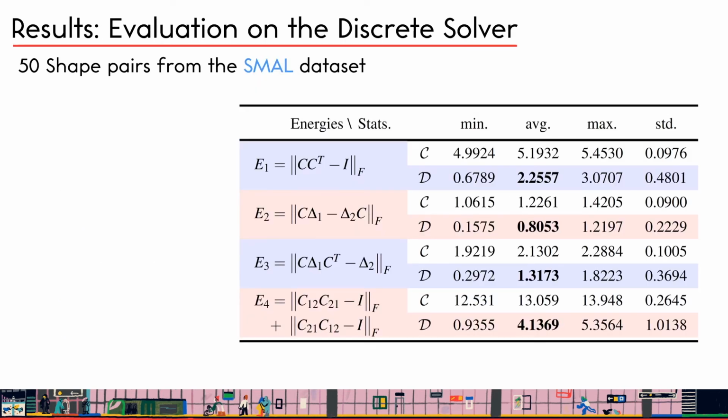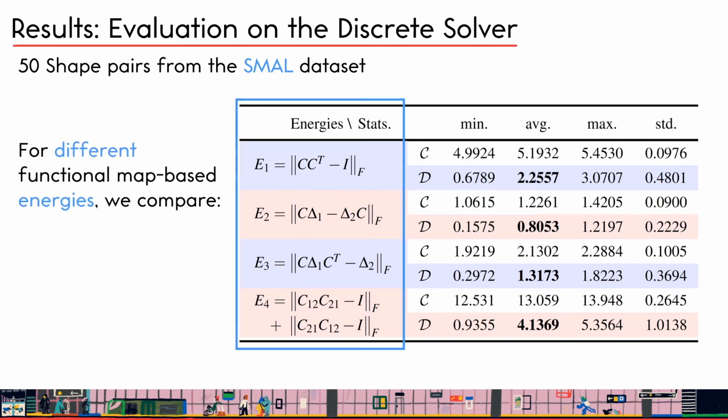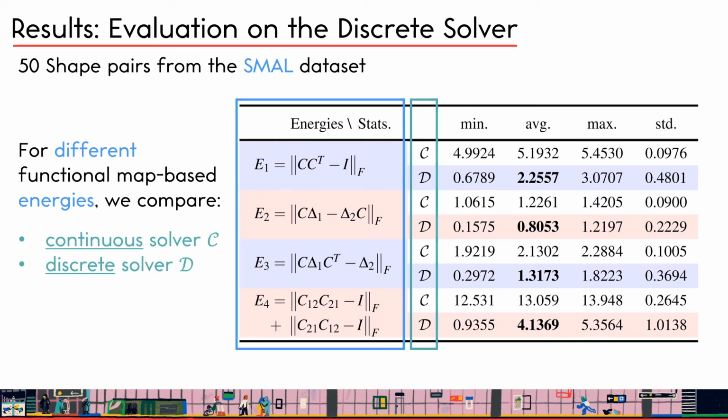We first evaluate our discrete solver in minimizing different functional map energies. This test is performed on 50 sheep pairs from the small animal dataset. Here we show some commonly used functional map energies. We then compare our discrete solver D to the continuous solver C by measuring the energy values on the optimized functional map. We report different statistics of the energy values in this table. We can see that our discrete solver achieves much lower energy values than the continuous solver.